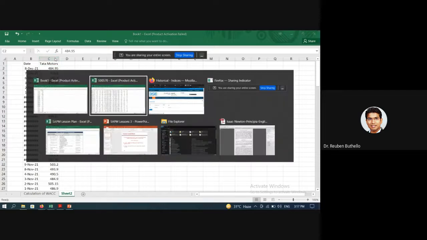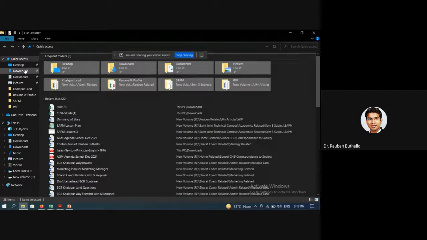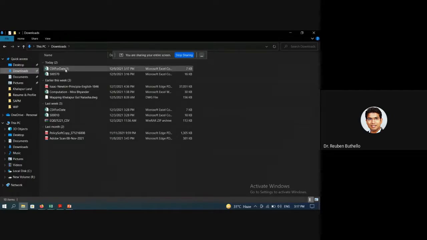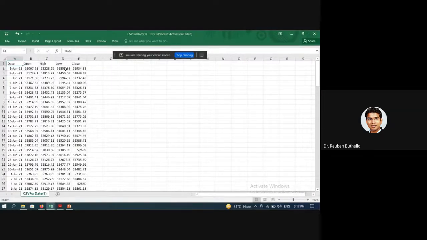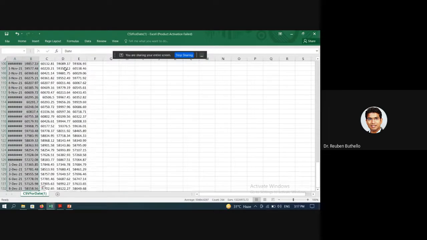Now what I will do is I will go to my second information that is regarding Sensex. So this is related to Sensex. I'll copy this and I'm pasting it here.